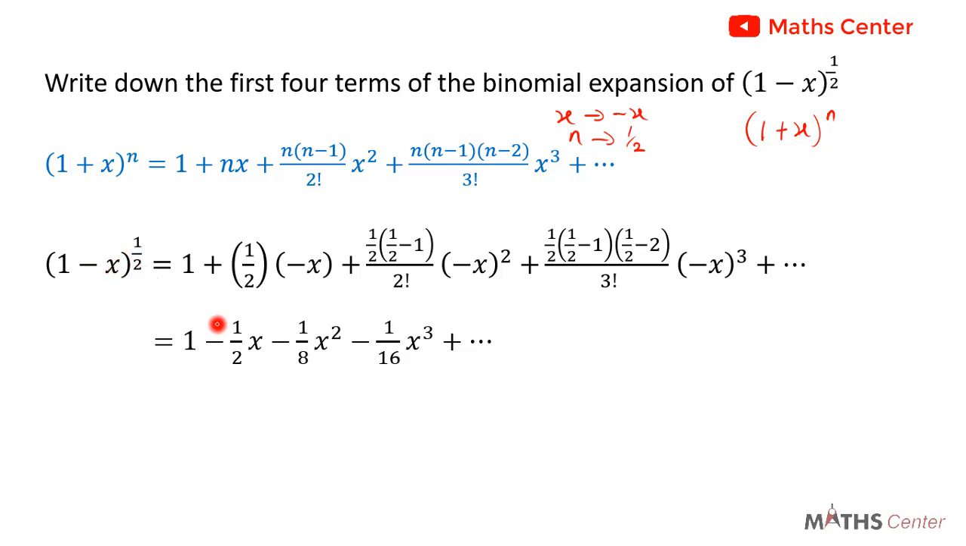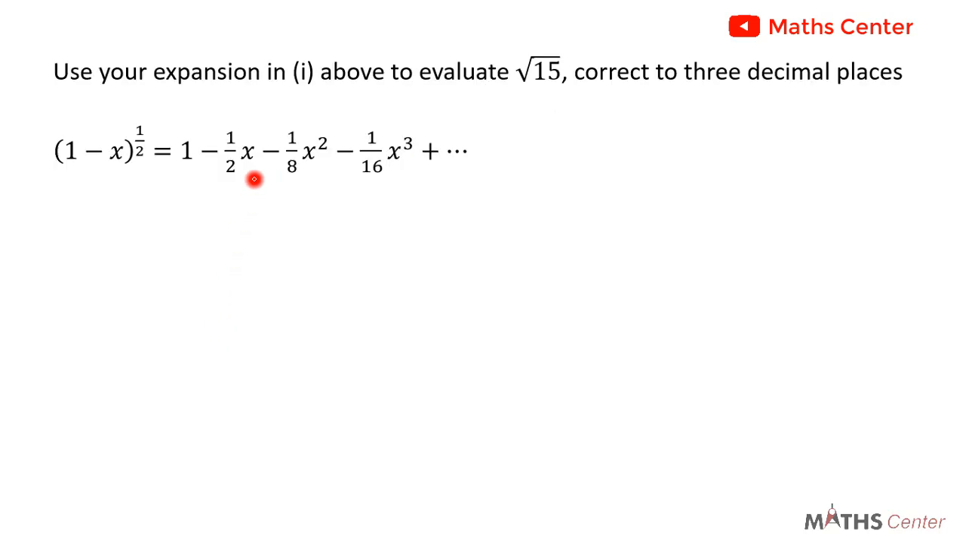Let's consider the second part of the question. We are going to use the expansion we have here to evaluate the square root of 15 and then we will correct our answer to 3 decimal places. We know that we will have to express the square root of 15 in this form so that we get the value of x, then we substitute the value of x here.